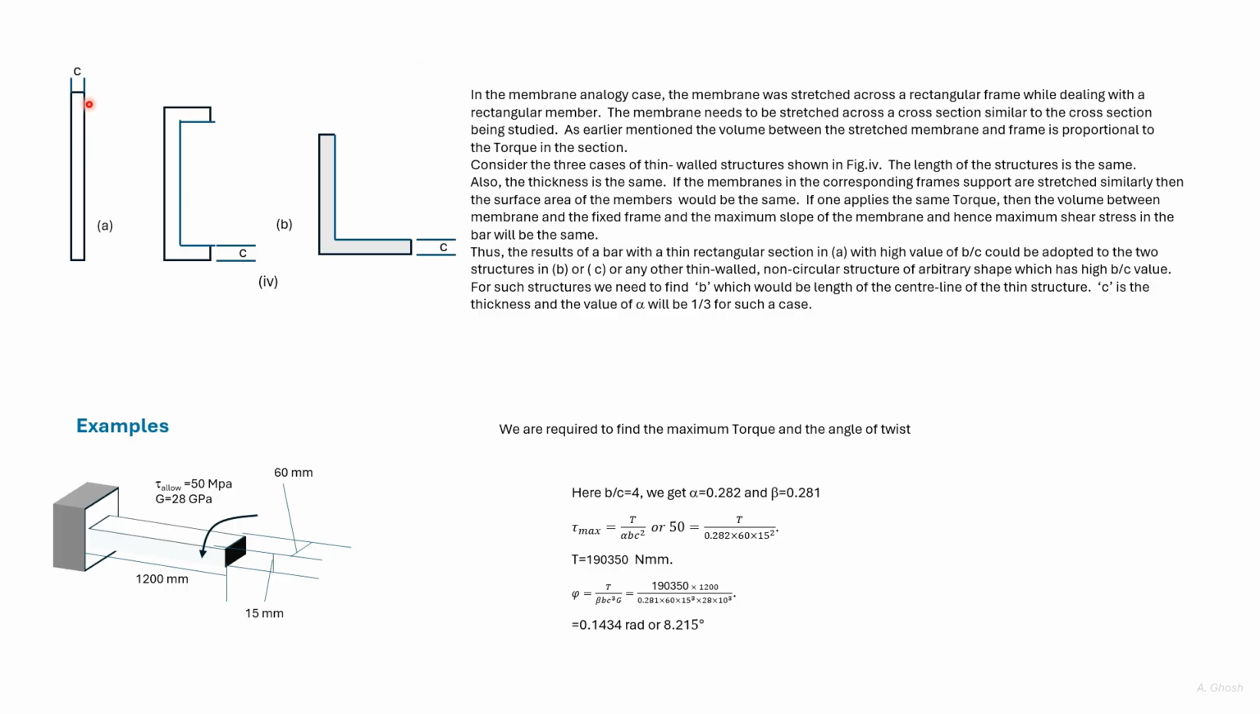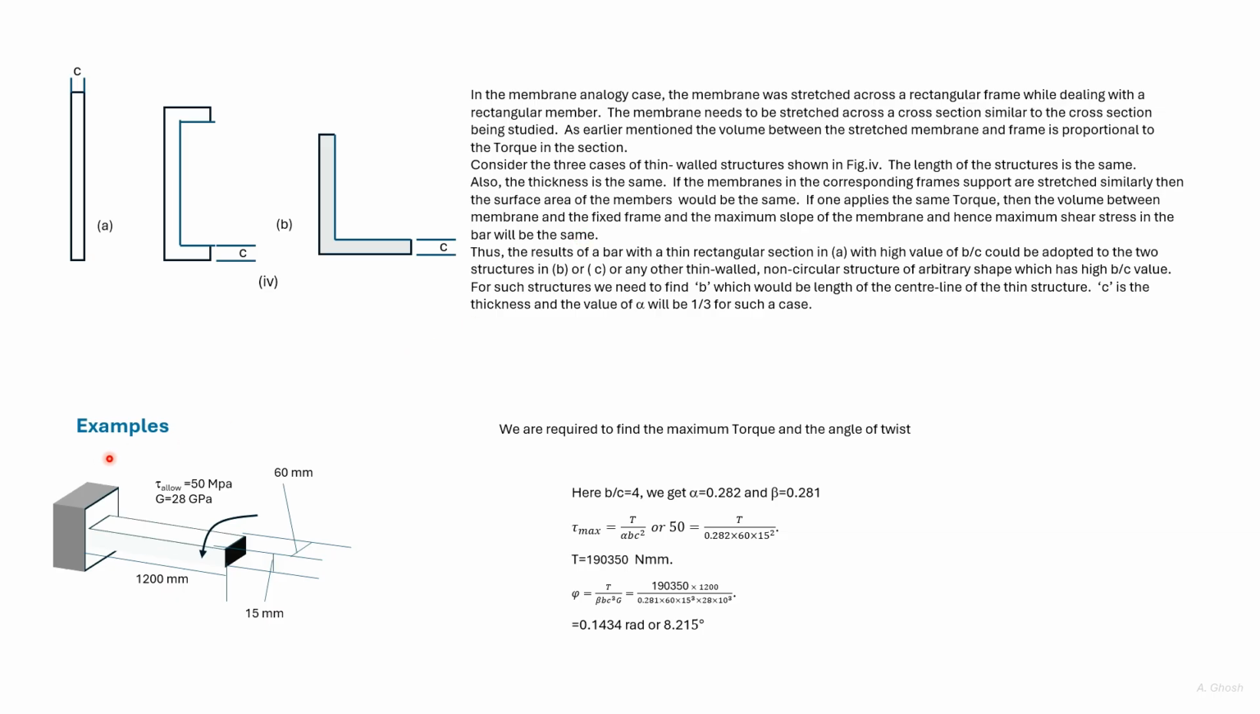We can use the structure here at A to find out what the maximum stress will be. So here B will be quite large and C is small, so B divided by C will be quite large. As such, alpha and beta will both be 1/3.